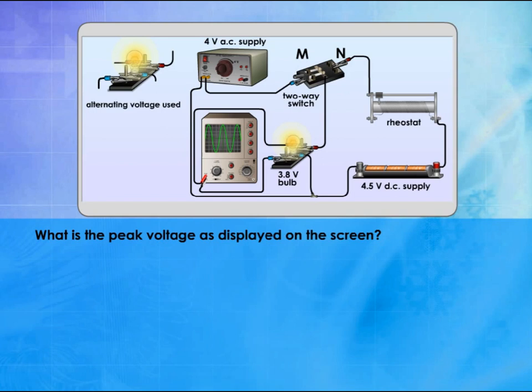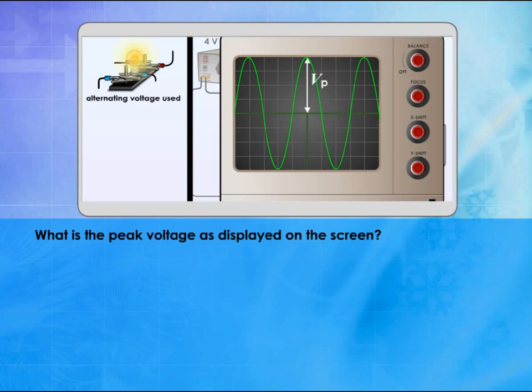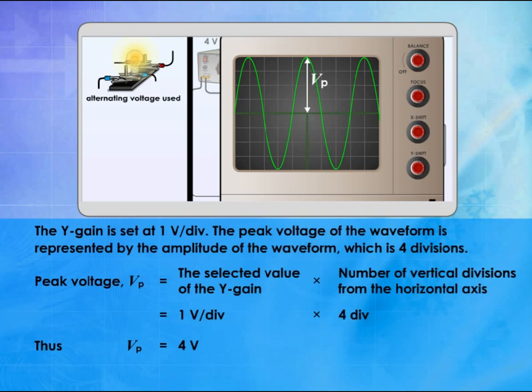What is the peak voltage as displayed on the screen? The Y gain is set at 1 volt per division. The peak voltage of the waveform is represented by the amplitude of the waveform, which is 4 divisions. The peak voltage can be calculated by multiplying the selected value of the Y gain to the number of vertical divisions from the horizontal axis. Thus, the peak voltage is 4 volts.